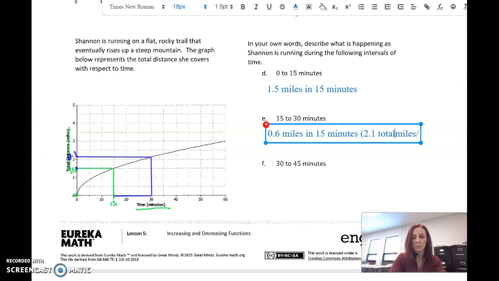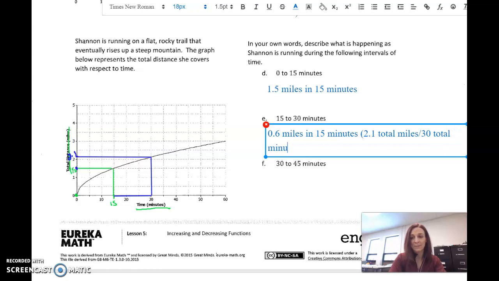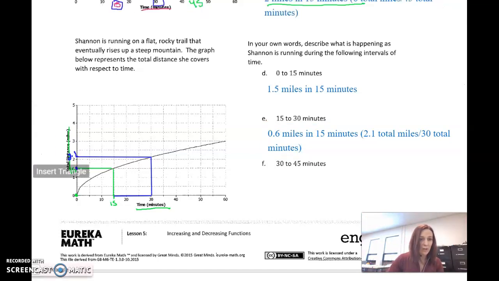Total in 30 total minutes. Okay. All right, and then finally, of course, we want to go and take our next block here from 30 minutes to 45.